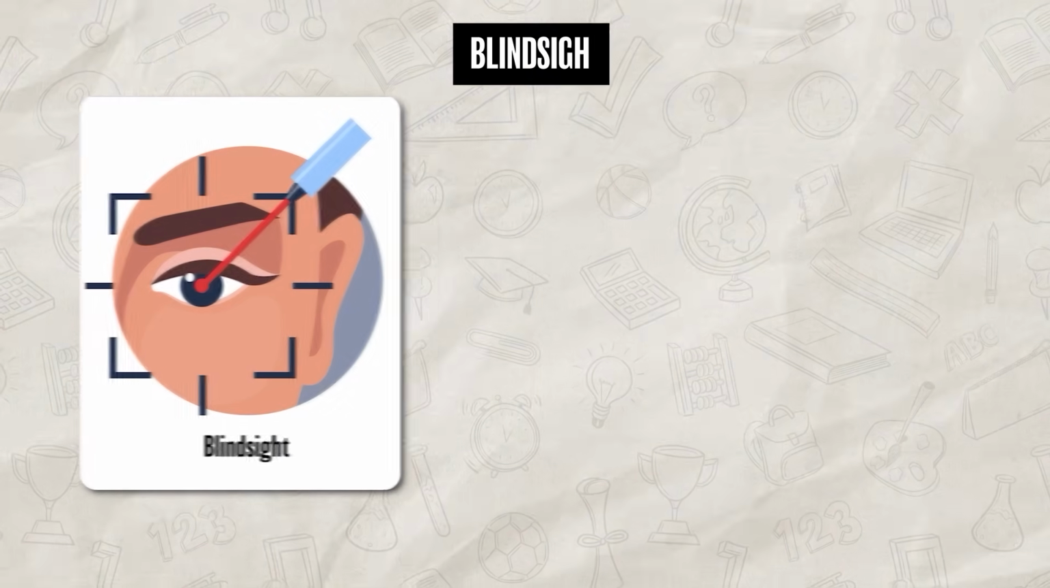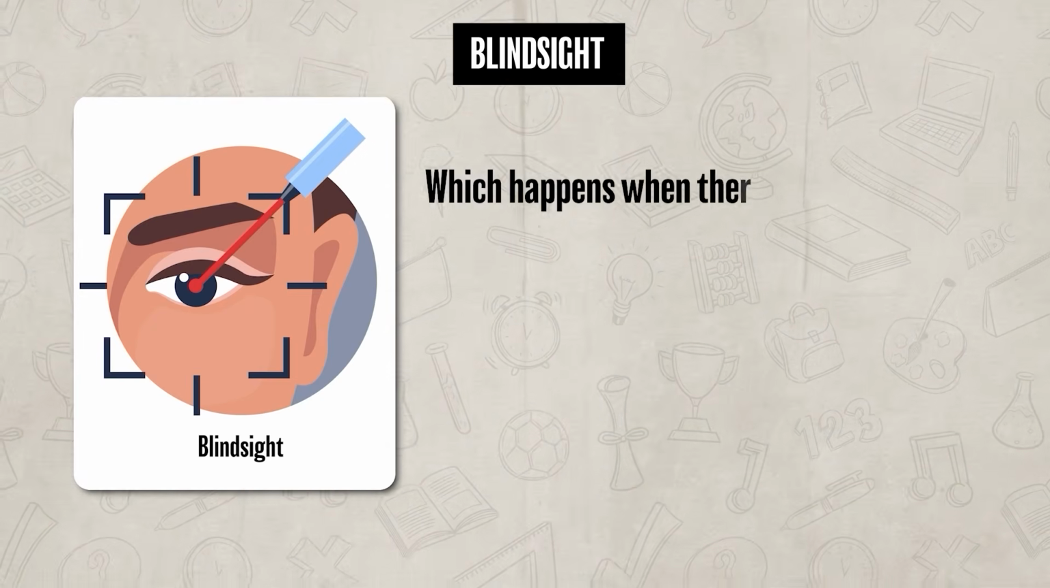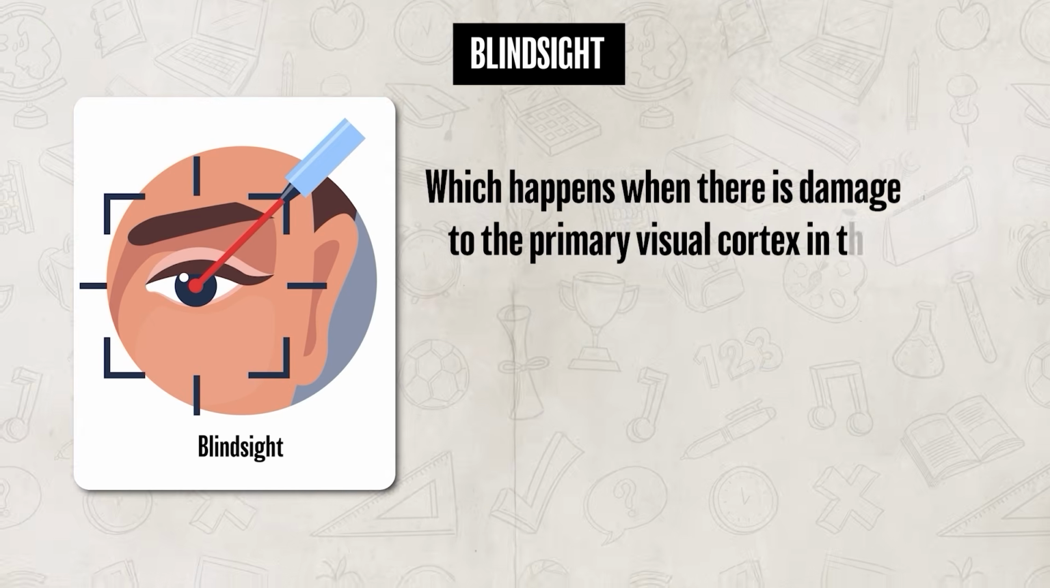And the last disorder we have is blindsight, which happens when there is damage to the primary visual cortex in the occipital lobe. Individuals with blindsight appear to be blind in part of their visual field, as they cannot consciously see or respond to visual stimuli in the area. However, they still can respond to certain stimuli without conscious awareness. For example, a person with blindsight might not see a ball coming at them, but they might duck or move out of the way anyway. And this is because their brain still receives some visual information without conscious awareness.